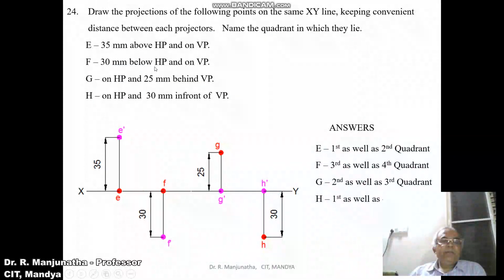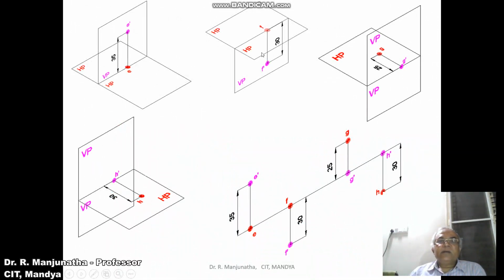Capital F is 30 mm below HP and on VP. Below HP conditions will lie in the third as well as the fourth quadrant. Now, we are going to consider the third and the fourth quadrant. When you look from the front view, we can see the distance below HP, which is 30 mm. That image is going to fall on the vertical plane, so it is F dash.